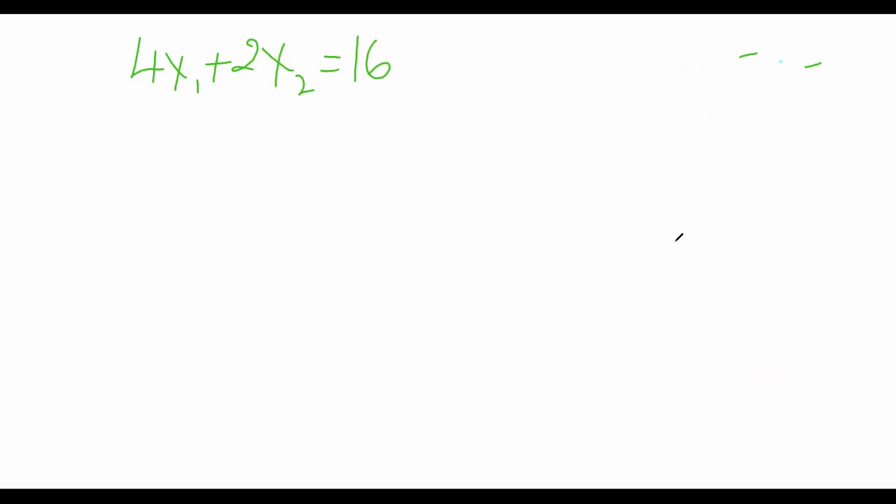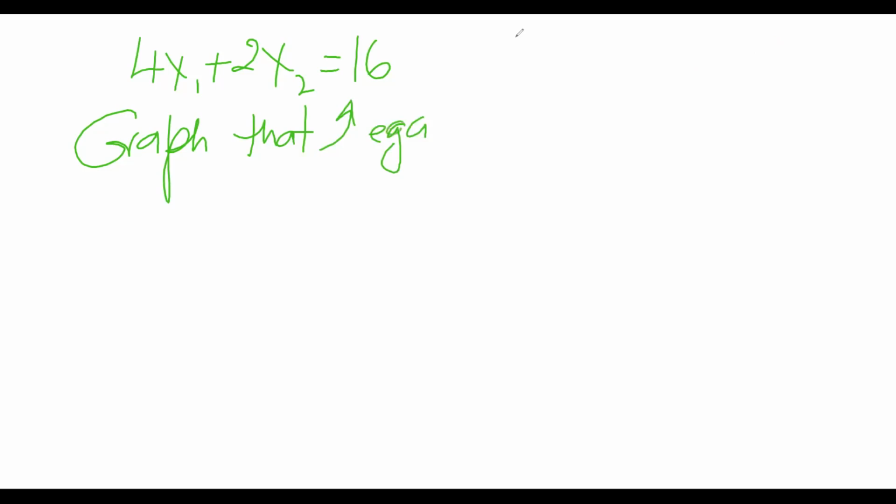Now, 4x1 plus 2x2 equals 16. Graph that for me. The instruction is to graph that equation. So you furrow your brow and say, but Miss, how do I do that? You never gave me any coordinates. You must get your coordinates yourself. How do I get my coordinates? 0 is your friend. You cannot solve an equation with more than one unknown, so you must eliminate one of the unknowns and solve what remains.